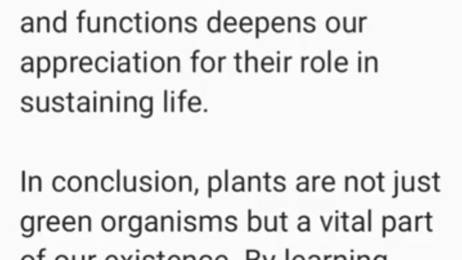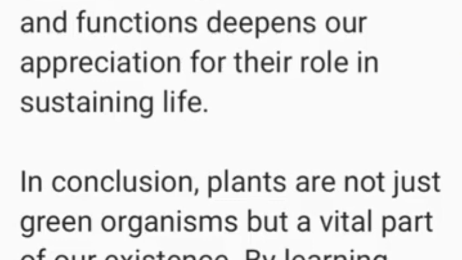Significance of plants. Plants are essential for life on Earth. They provide oxygen, food, shelter, and even regulate the climate. Understanding their structure and functions deepens our appreciation for their role in sustaining life.